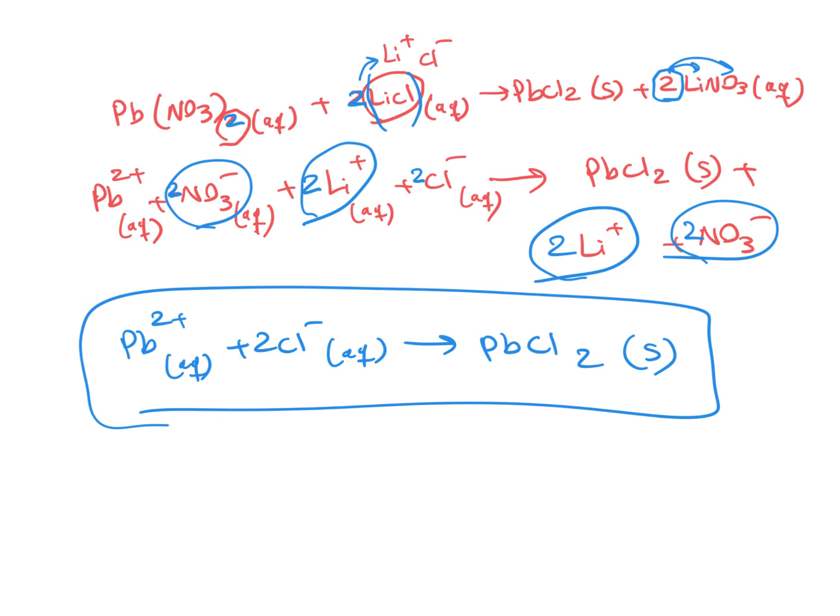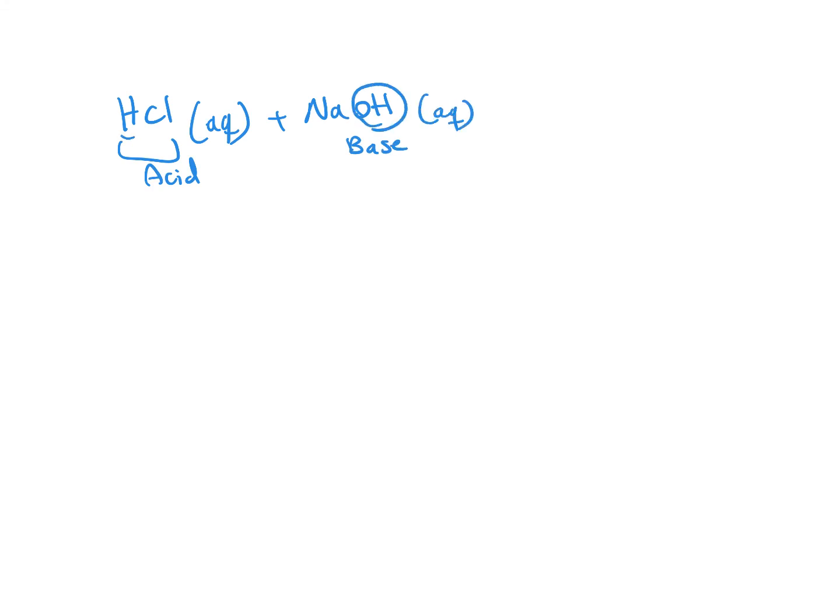So now let's do some acid-base reactions. In acid-base reactions, you have an acid, usually with H+, and a base like NaOH, usually with OH. They react and produce water and salt, or an ionic compound.